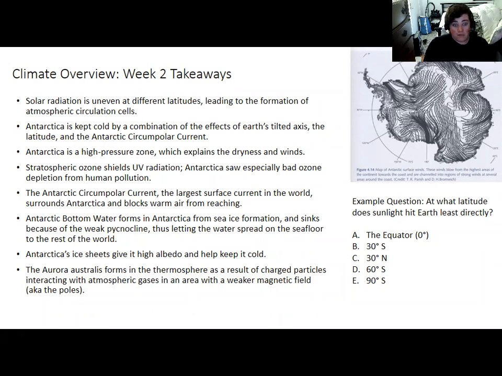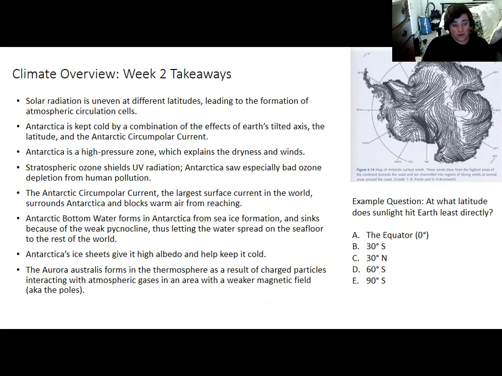And when we moved on to ocean circulation, I will have two slides that detail some points related to surface circulation and deep water circulation, or thermohaline circulation, because they largely operate as independent processes. The Antarctic circumpolar current is a surface current. It's the current that surrounds Antarctica and blocks warm air as well. I say warm air here, but it's mostly warm water. It blocks warm water from reaching the continent and providing warmth.